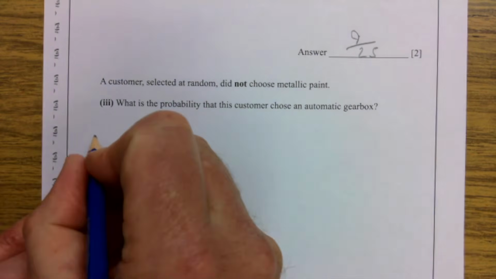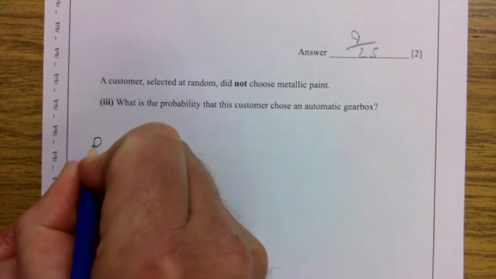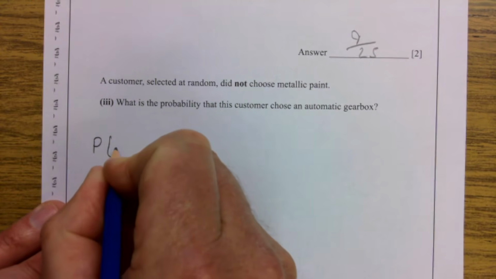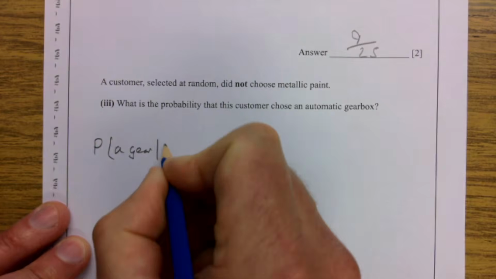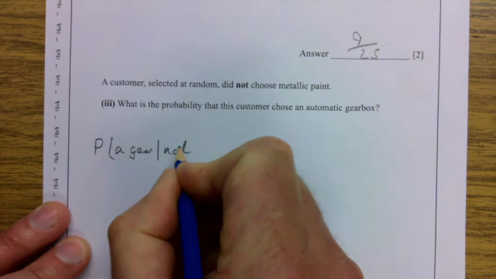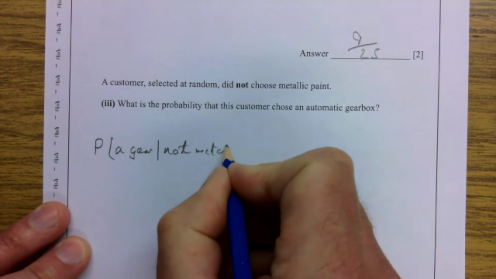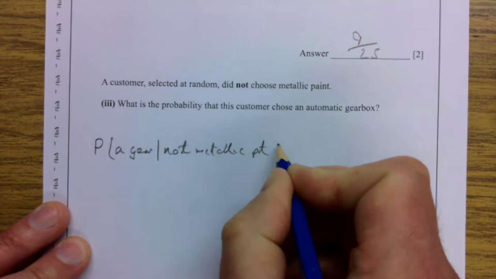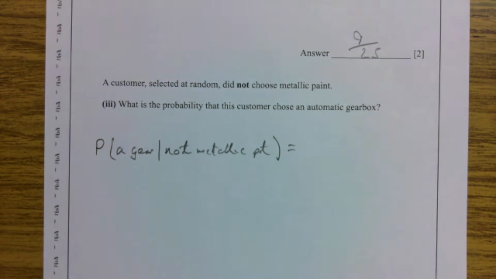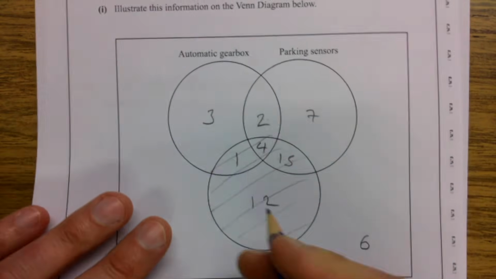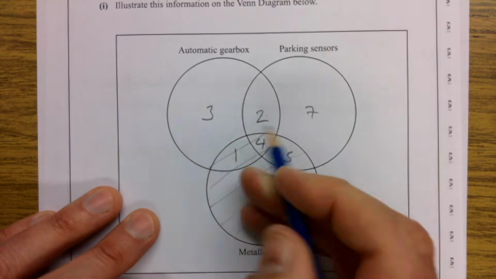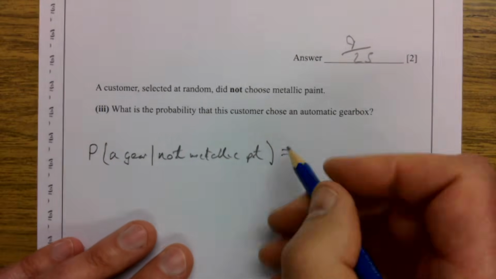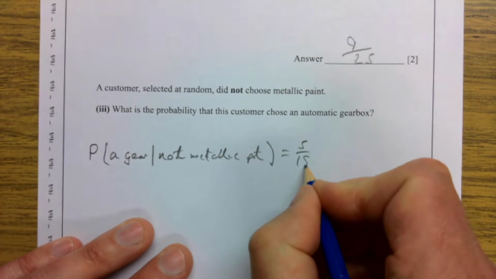So in terms of the conditional probability, it's the probability that they choose an automatic gearbox, given they didn't choose metallic paint. I'll just show you that again so you can see where I'm getting it from. We're forgetting about the people who chose metallic paint because we're given they didn't choose it. So out of these 18 people, we have 5. So it's 5 out of 18.